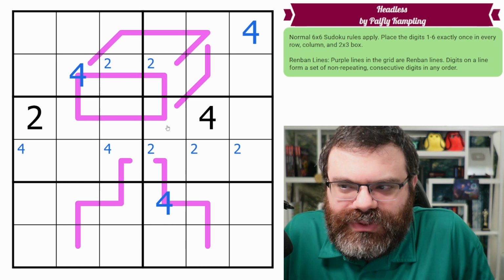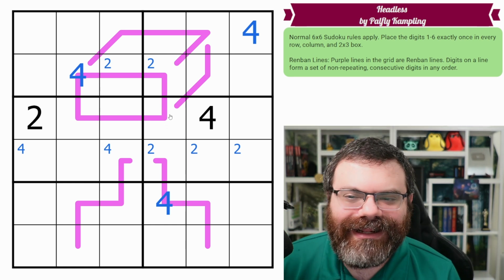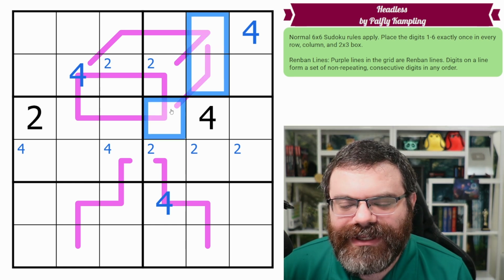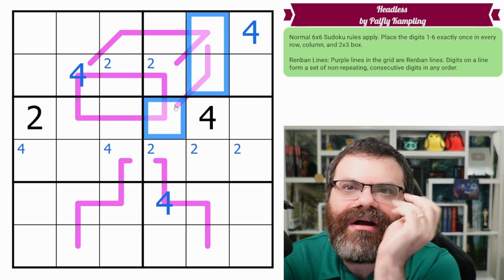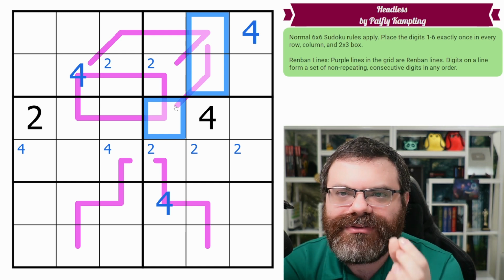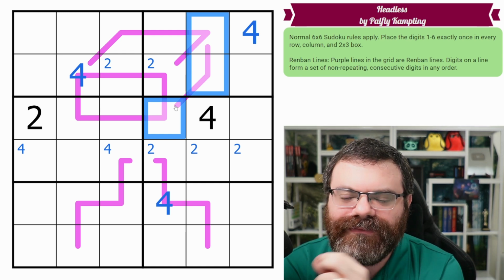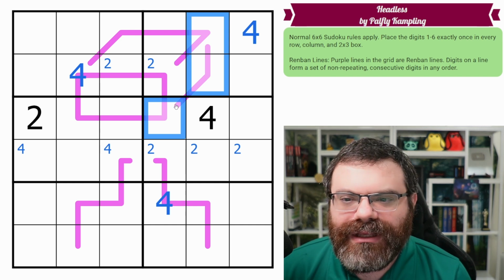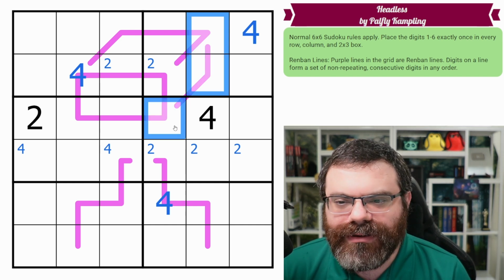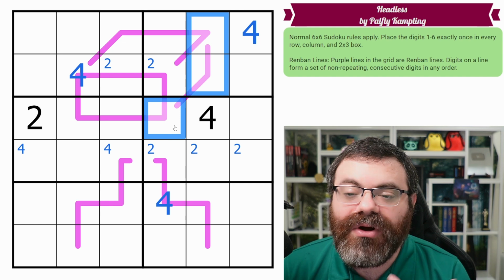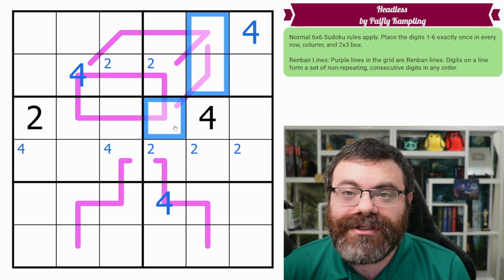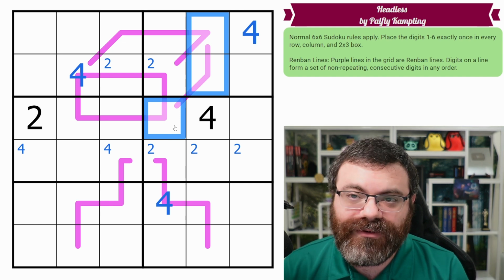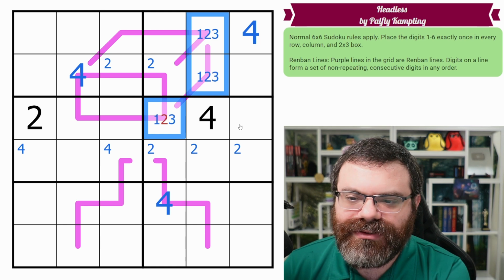So far, we've only placed 2s and 4s. So this Renband might be interesting. It's 3 long, so it can be 1, 2, 3, 2, 3, 4, 3, 4, 5, or 4, 5, 6. But it doesn't have a 4 on it. This is length 3 without a 4, so it can't involve a 4, so it can only be 1, 2, 3. All the other ones use a 4. 2, 3, 4, 3, 4, 5, and 4, 5, 6 need a 4. So this is a 1, 2, 3 triple.